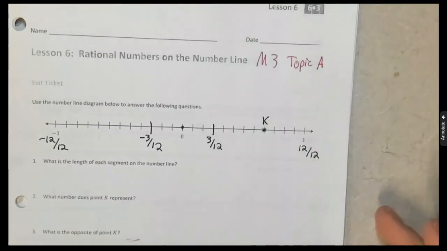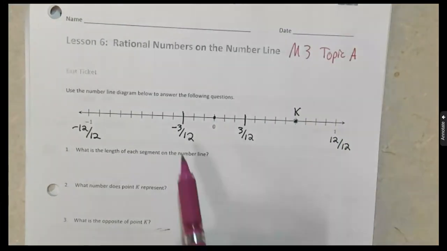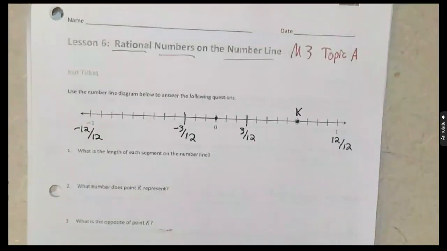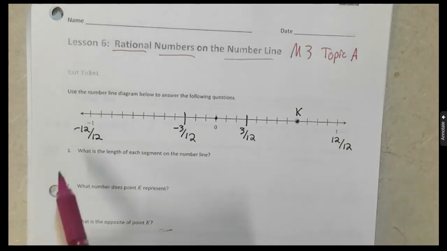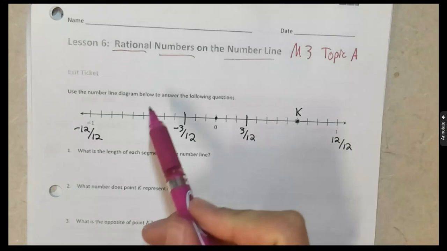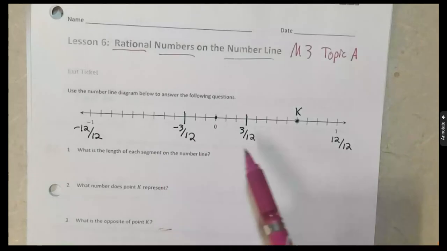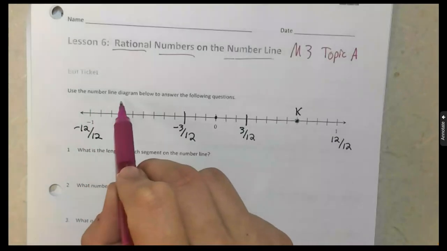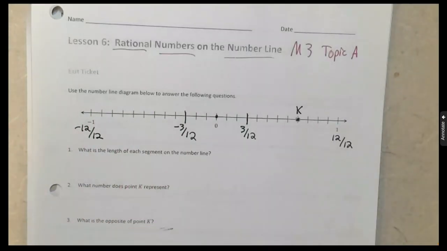So lesson 6 is all about rational numbers on the number line. And basically what that means is plotting pretty much any number on a number line, even if it's a negative number, even if it's a fraction, things like that. So it says use the number line diagram below to answer the following questions.